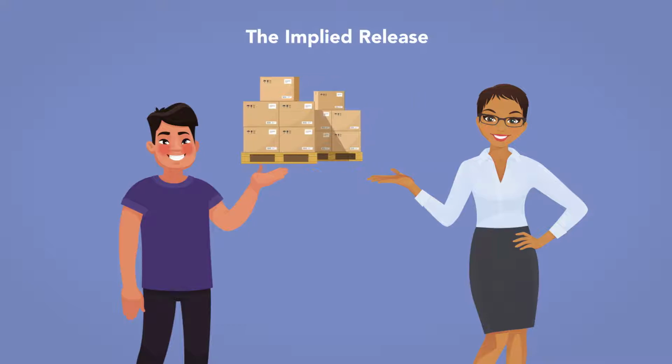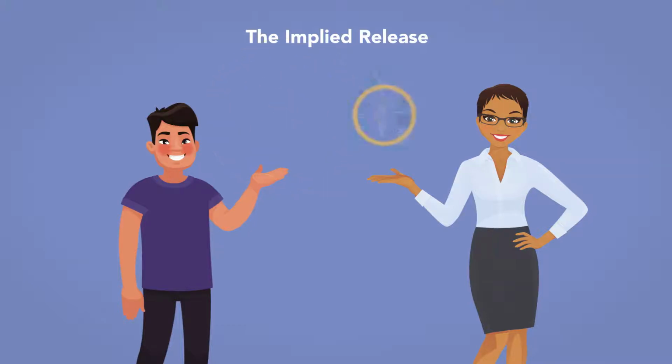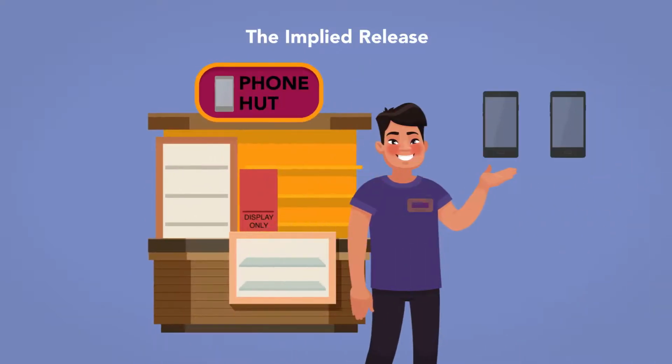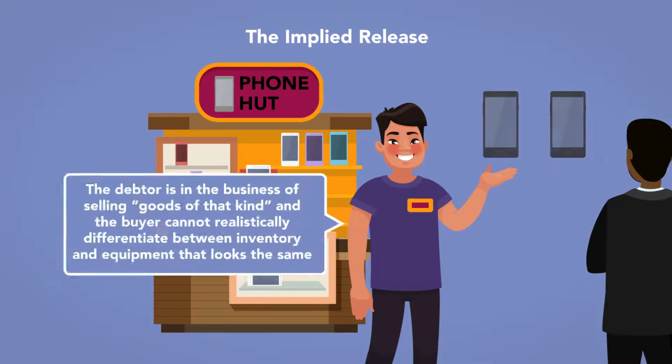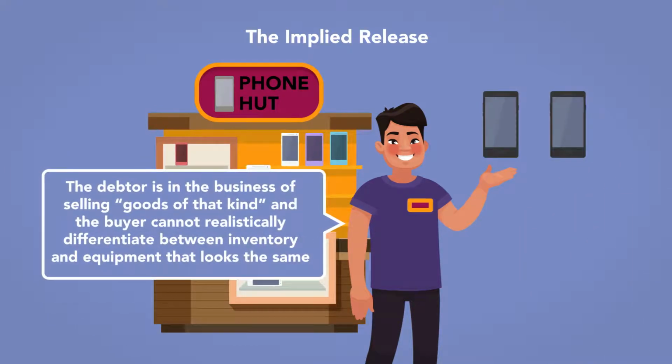The implied release for sales of inventory in the ordinary course also extends to sales of equipment that may look like inventory. For example, a retail store debtor might treat floor models as equipment but sell them when replaced by new models. The important factor is that the debtor is in the business of selling goods of that kind, and the buyer cannot realistically differentiate between inventory and equipment that looks the same.